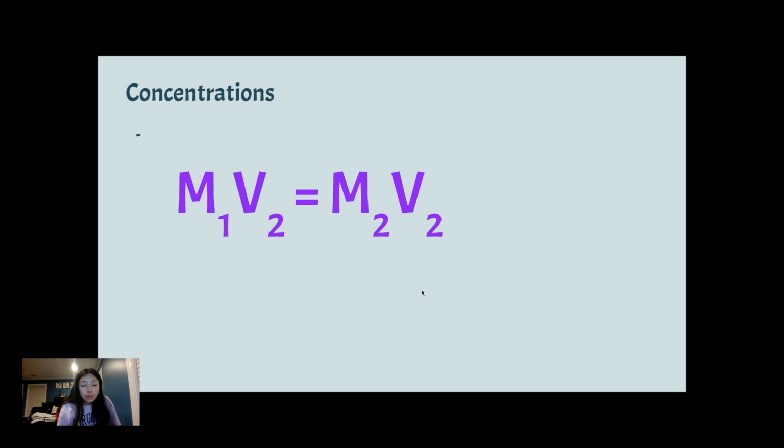And then if you're given two values for molarity and one value of volume, and you're told to find the volume of the second molarity, then you would use this equation, M1V1 equals M2V2. Basically, if you're given three values and you're missing one, you would use this equation.